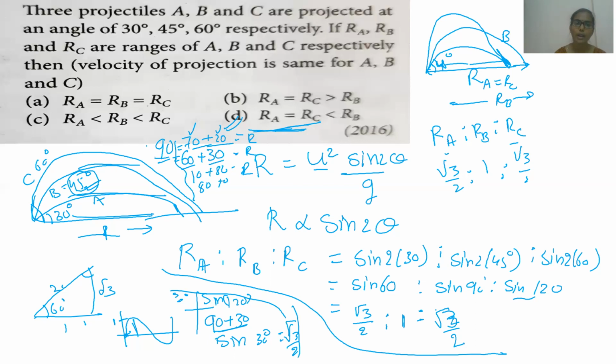So if you have an idea regarding co-angles, you can easily tell. If any projectile is thrown at 30 degrees or any projectile is thrown at 60 degrees, since these two are co-angles, the range must be equal. So definitely the 45 degree range will be more. That is the maximum range. So you can choose this option clearly.